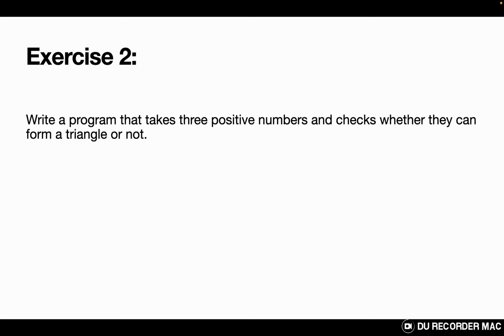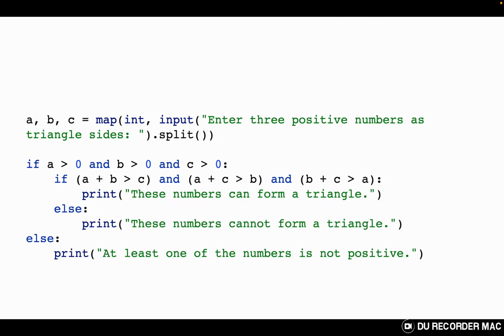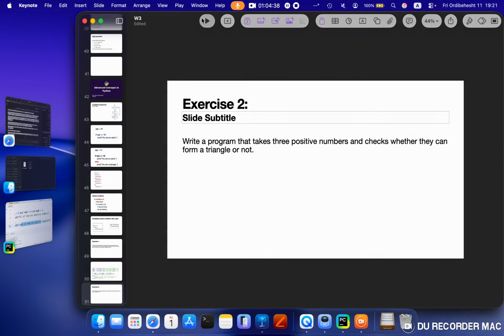For this part, we have the triangle inequality, which is a fundamental rule in geometry that tells us whether 3 given lengths can be sides of a triangle. The core idea is in any triangle, the sum of the lengths of any 2 sides must be greater than the length of the remaining side. Okay? So let's write the code.